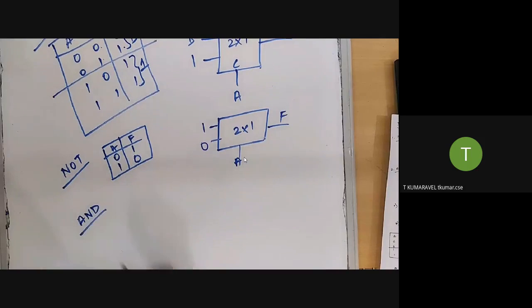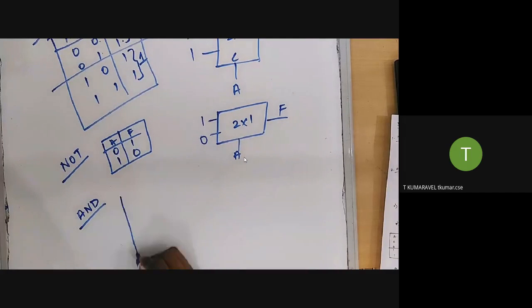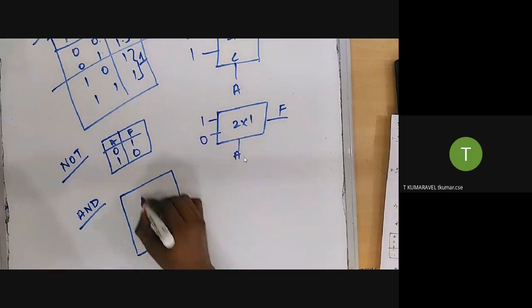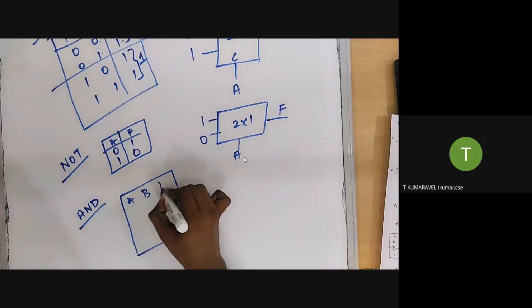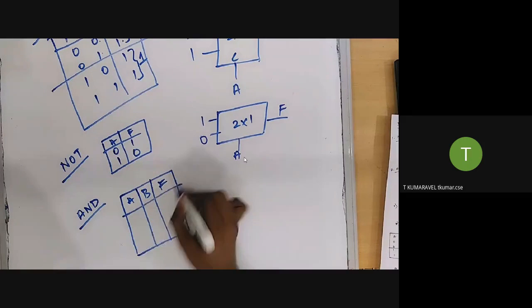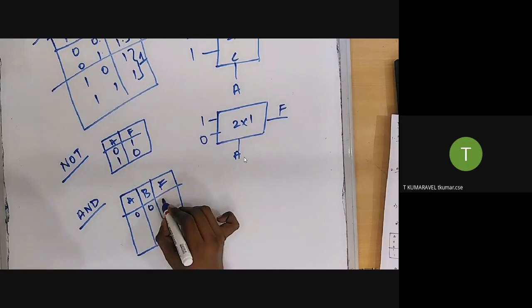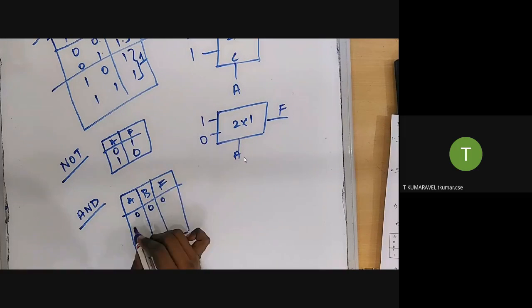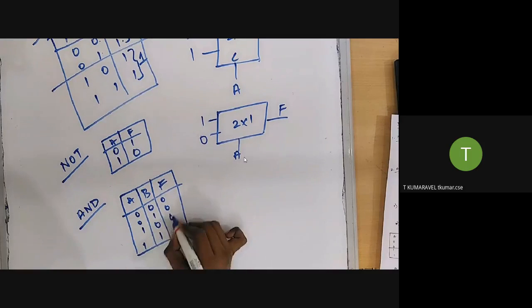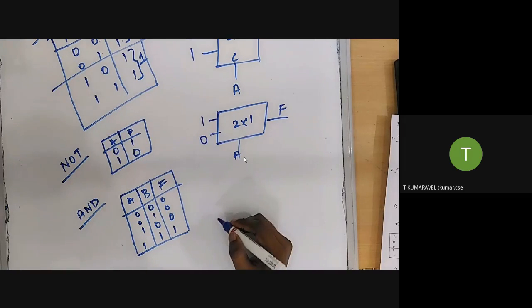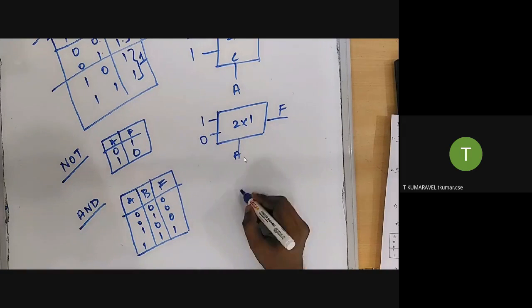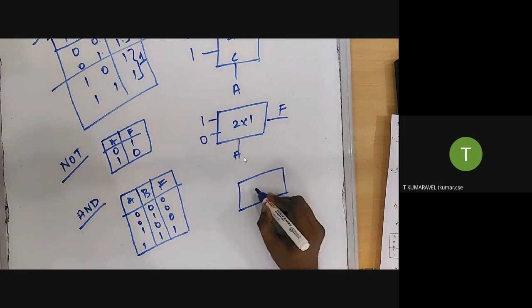Next I am taking the AND gate. What is the truth table for AND gate? A, B, F. If both the inputs are 1, then only the output equals 1. In the rest of the cases, the output value equals 0. So 0, this is a 1. We want to implement that functionality using a 2 by 1 multiplexer. How do you do that?